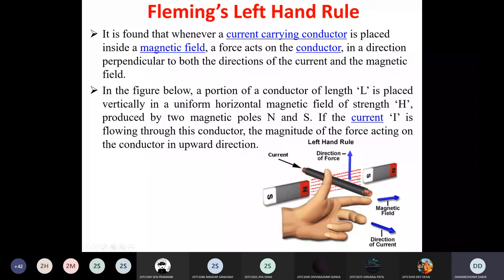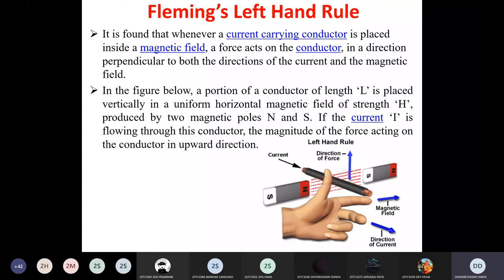Magnetic field and current direction are perpendicular. So exactly perpendicular to both of these, force is produced, and that force acts on this conductor. So this force actually rotates the conductors in your motor. Actually, that is your rotor. So this conductor is actually put on the rotor of the motor. When this force acts on the rotor, your rotor will rotate and it functions like a motor. So that's why this left hand rule is applicable in the electric motor.